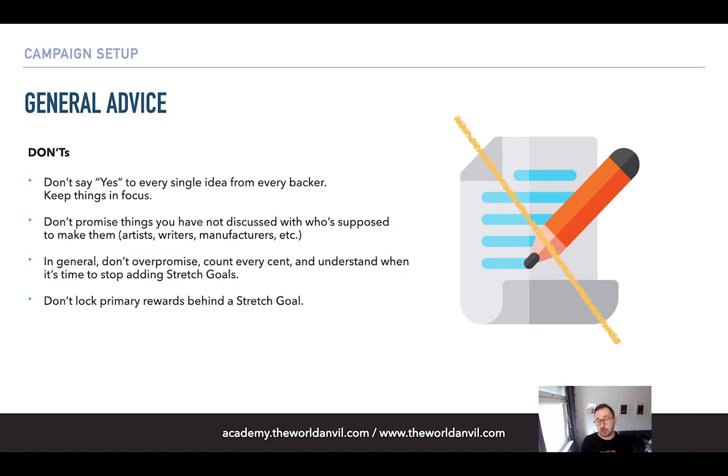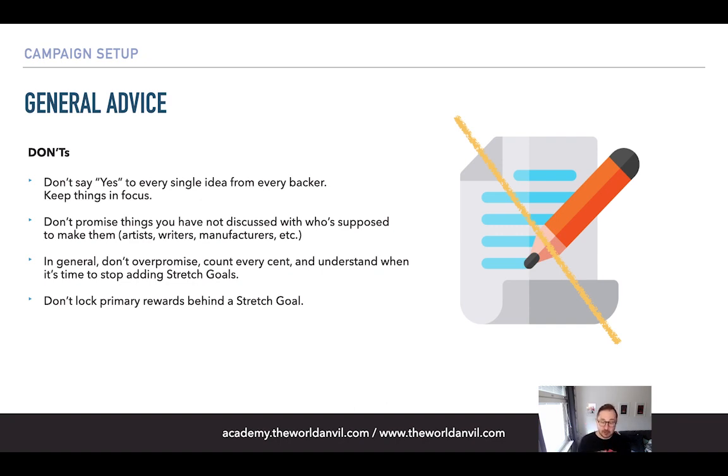And in general, do not overpromise, do not make the stretch goal too big. Again, count every cent, like how much does it cost you really to make this, and also understand when it's time to stop adding stretch goals. There's a point where I think it is really wise for you to stick to the delivery date, that you do not add anymore, and then you just say, guys, if we add more, we're not going to deliver the game in time, and I think you want the game in time, so we'll stop here. I think we unlocked already everything we could really realistically unlock for this project. Thank you very much for your support, but we're not adding anything extra.